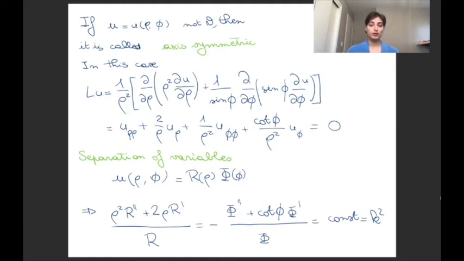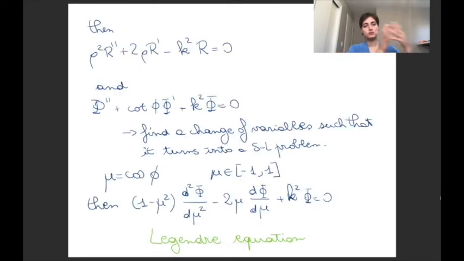As we did before, we're claiming that k squared, if you're taking it complex, could be any number. Hopefully, we've chosen it in such a way that we're going to notice that k can actually be real and not complex. But now we can split the two problems into solving rho squared r second plus 2 rho r prime minus k squared r equal to 0, and psi second plus cotangent psi times psi prime plus k squared psi equal to 0.